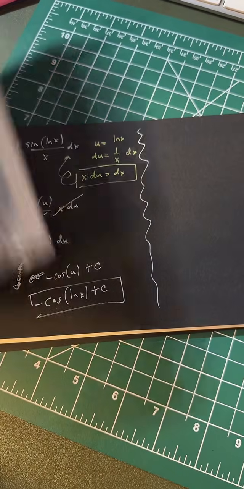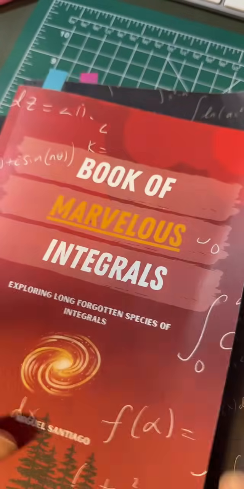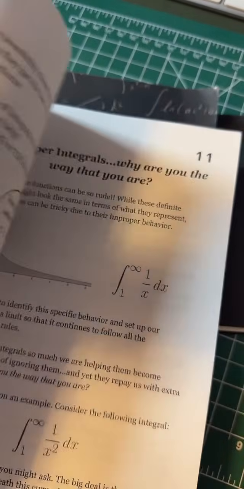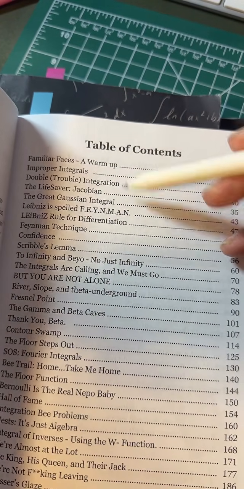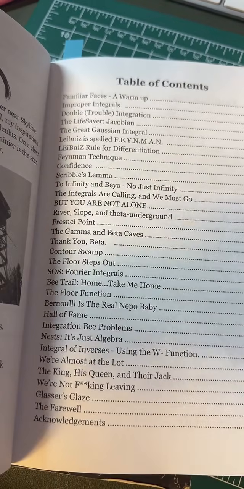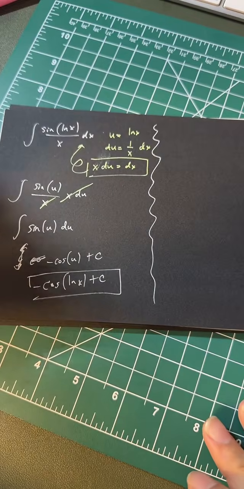Not bad, not bad. Again, you can definitely practice these types of problems in Book of Integrals. Book of Marvelous Integrals has more complex things. So for Calc 2, there's improper integrals, double integrals, the Gaussian integral, Feynman technique. There's all these nice little tricks to it. And then you do contour integration, just kind of fun.